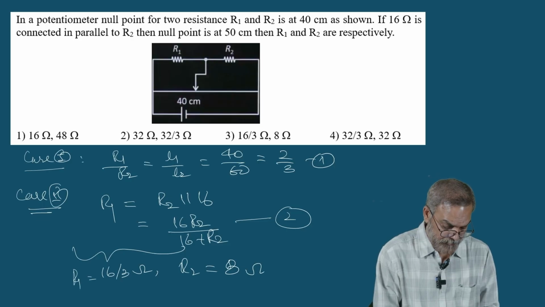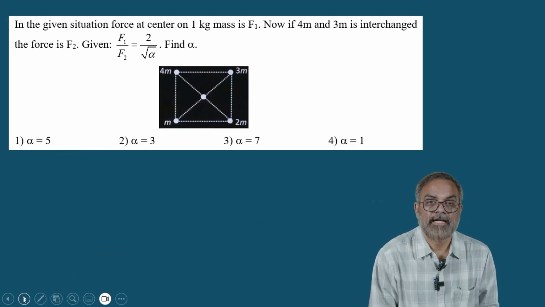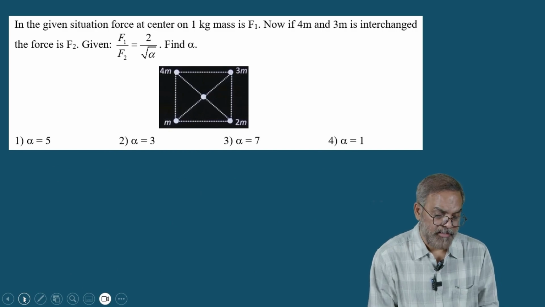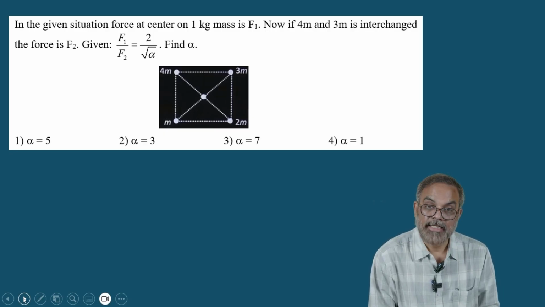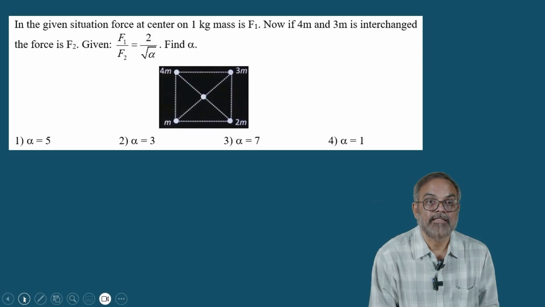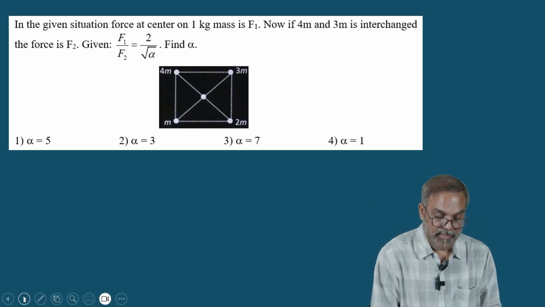Okay, so moving to the next question, and this is a question based on gravitation. So what we are given in the given situation, force at the center on 1 kg mass is F1. Now if 4m and 3m are interchanged, the force is F2. Then we are given that F1 over F2 is 2 by root alpha. Find alpha.